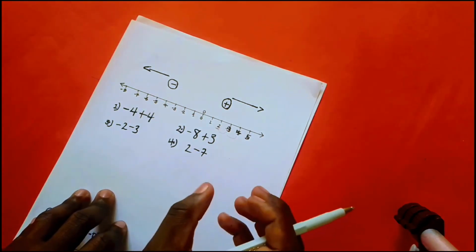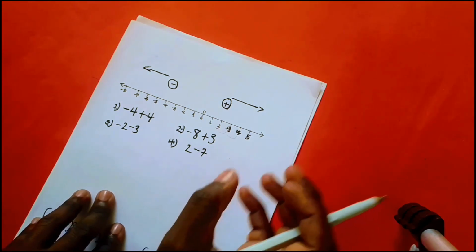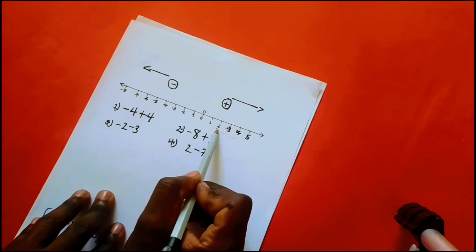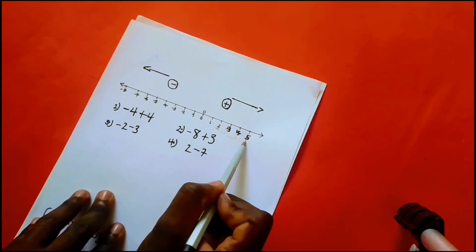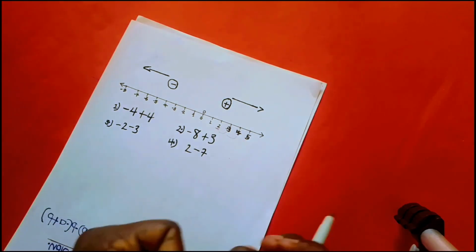If we say 2 plus 3, it means we're going to move 3 steps towards the positive, which means we're in this position 2, right? And we say 2 plus 3, we're going to move 3 steps. 1, 2, 3. We end at 5. And therefore, we know that 2 plus 3 is equal to 5, right?